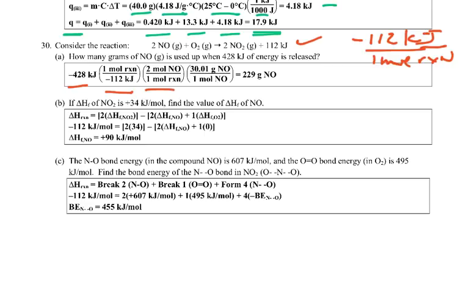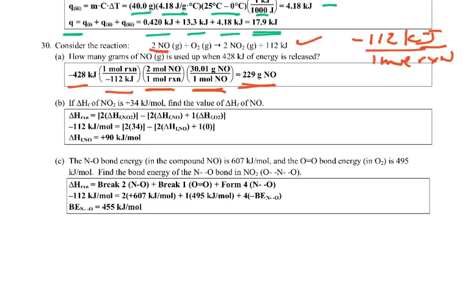Now every time this reaction occurs, we're using 2 moles of NO, and then finally we're trying to get grams, so we have to add together an N and an O, and we get 30.01 grams, that's the molar mass. So when we're all done, we find out we have 229 grams of NO is used up when that much heat is released.